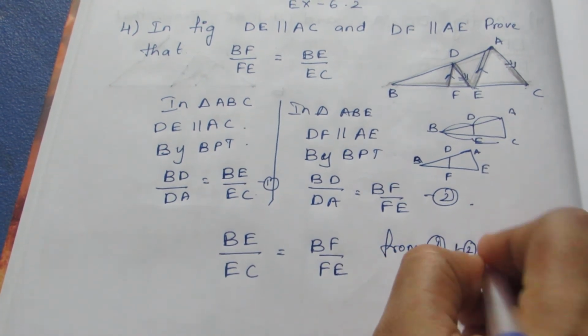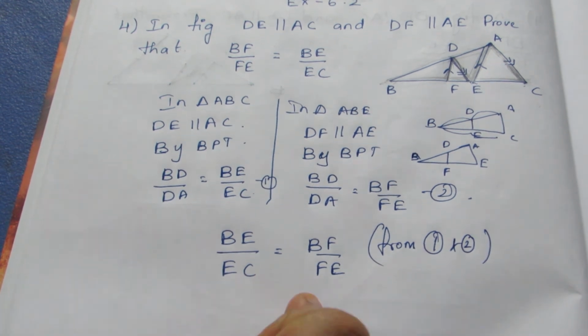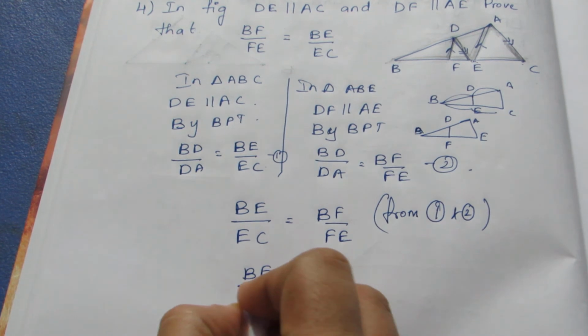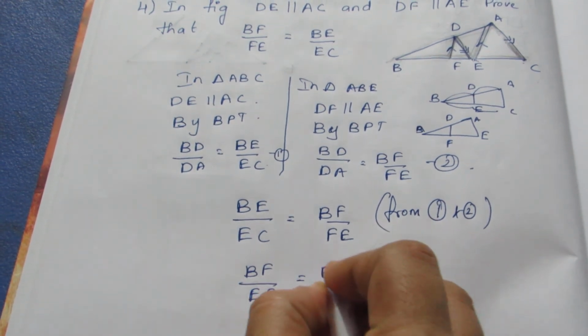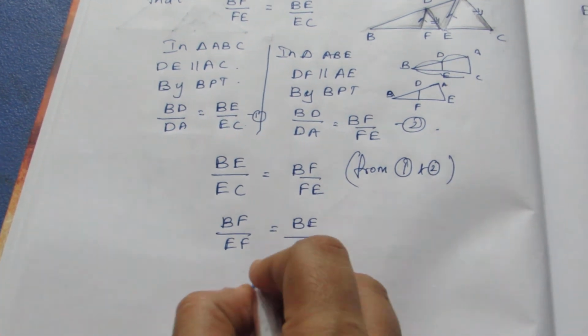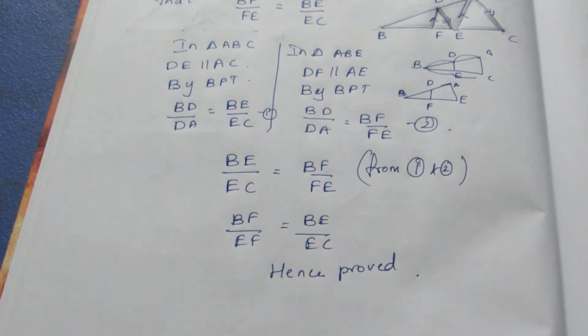So according to 1 and 2 we know that these two are equal, but they have given this is coming in the first, so write accordingly what they have given. Write hence proved. So we have proved what they have asked for. That's all with the sum. Thank you.